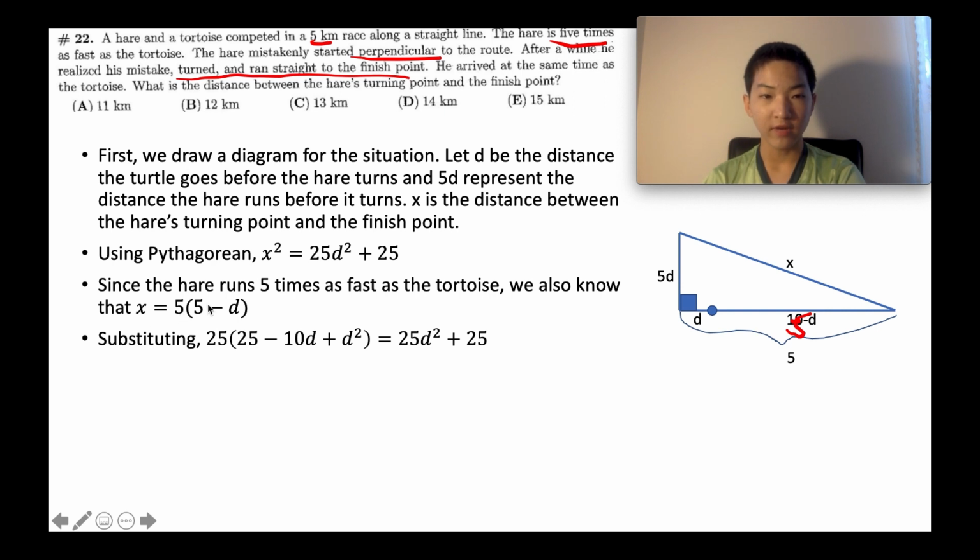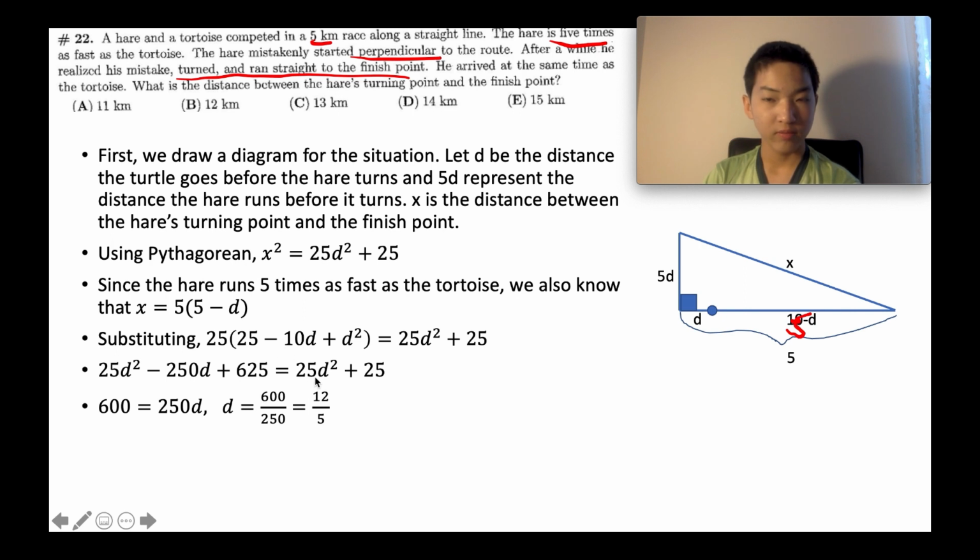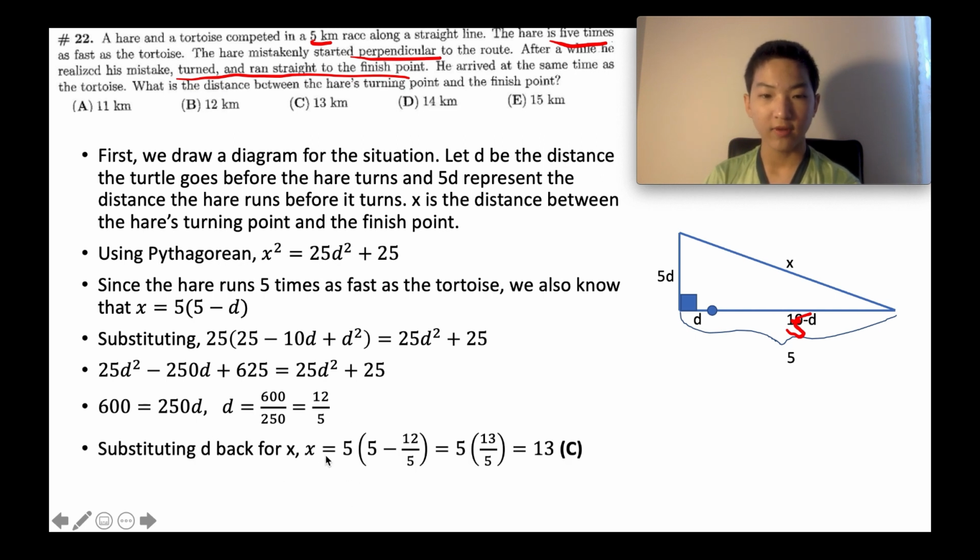So substituting this in for x, we get 25 times (5 minus d) squared, which is 5 squared, which is 25, times (5 minus d) squared, is equal to 25d squared plus 25. We distribute the 25. And then we move the terms around to get 600 equals 250d, and then we get d equal to 12 over 5. Substituting back in for x is equal to 5 times (5 minus 12 over 5), which is equal to 5 times 13 over 5, which is equal to 13, C.